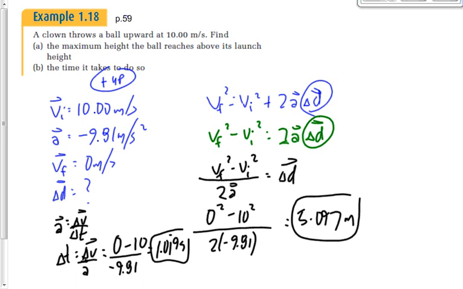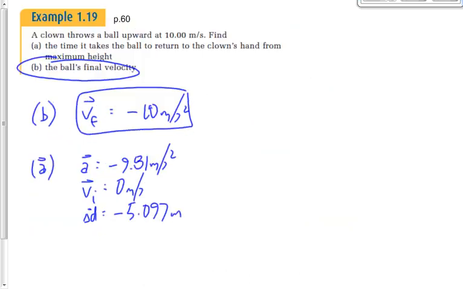Oh, wait. We could do this. We pretty much have the answer. If it took 1.019 seconds to slow down to stop, how long is it going to take to speed up back to 10 meters per second? 1.019 seconds. Let's say you didn't notice that, though. Okay, let's say you didn't catch that. How do we do it then?